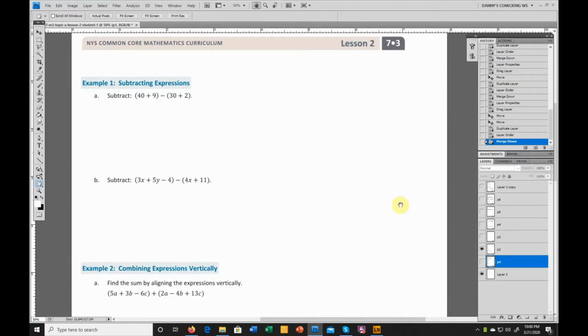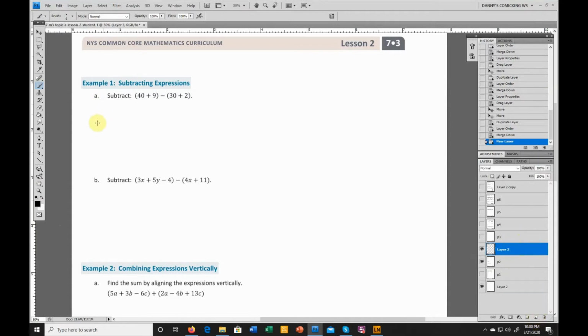I'm trying a different program here to see if it will let me do more smooth writing. This is Photoshop. I usually use this program for my art, but I think it might work for our purposes too. So I'm going to create a new layer here, and I am actually going to write on that layer, and that way I don't mess up the original copy of this. This is page 2 in your book for lesson 2.